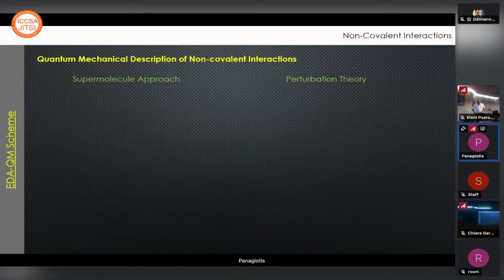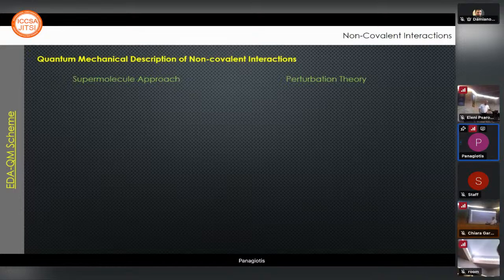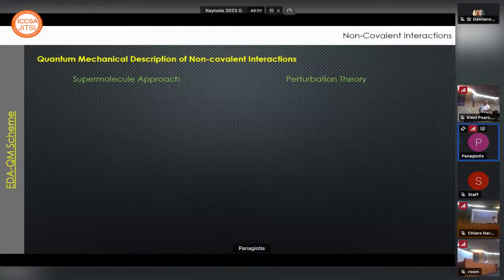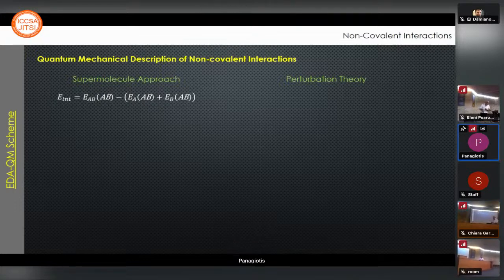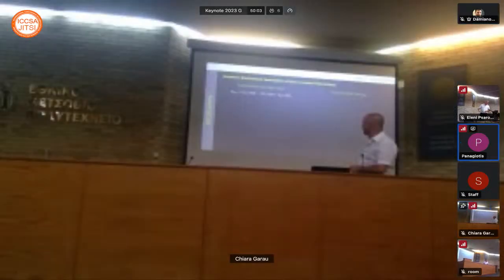Well, since I have tried to make clear that we need quantum methods to study non-covalent interactions, I will introduce you to the two approaches employed to calculate and to investigate these non-covalent interactions at quantum level. So the first one is the supermolecular approach, where the interaction energy between two molecules, A and B, or two molecular fragments, is calculated as the difference between the energy of the complex minus the energies of the isolated molecules. It's a very simple idea.